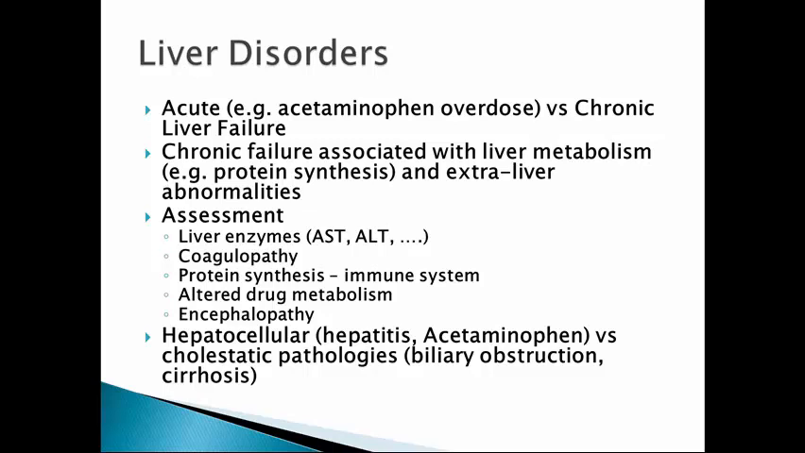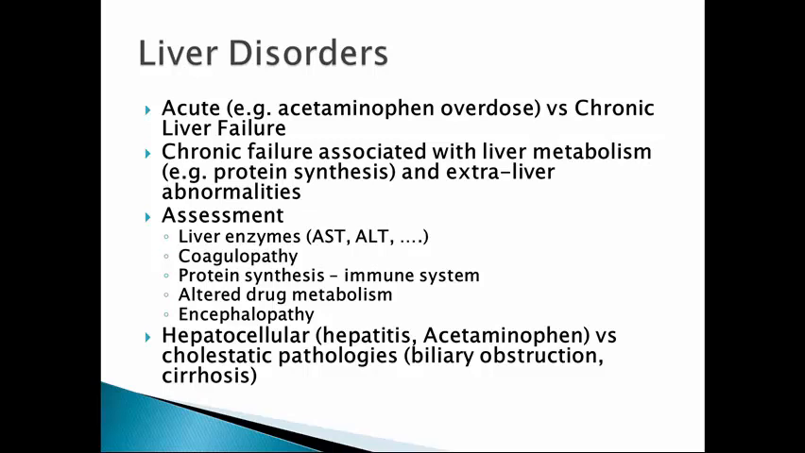So a couple of the big things we think about in terms of protein synthesis is what the liver actually does: the proteins that it synthesizes for our clotting factors as well as for our immune globulins. That then leads us to how would we assess liver disorders. The most common way we assess liver disorders is through measuring the liver enzymes.